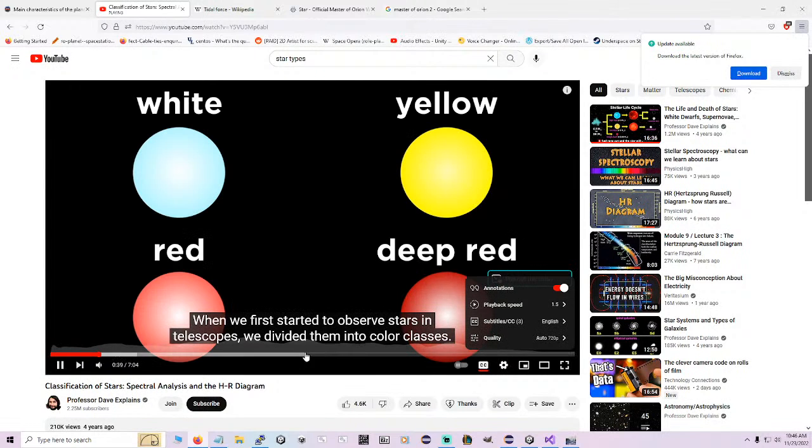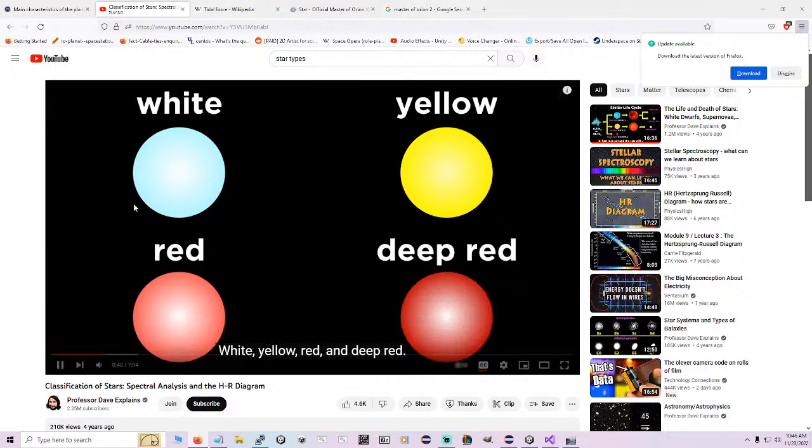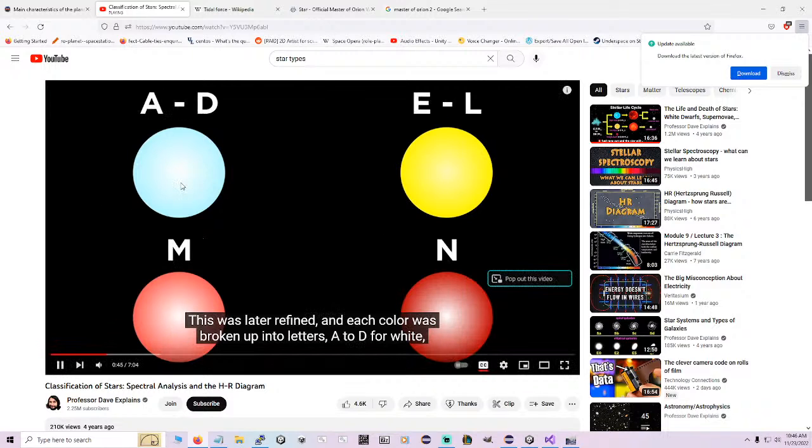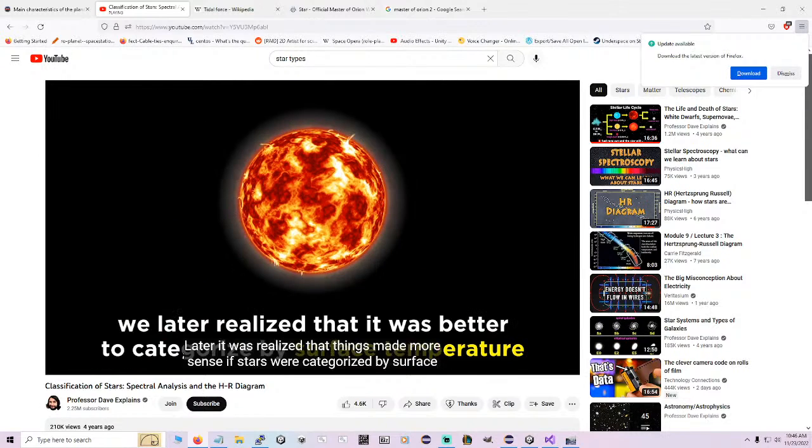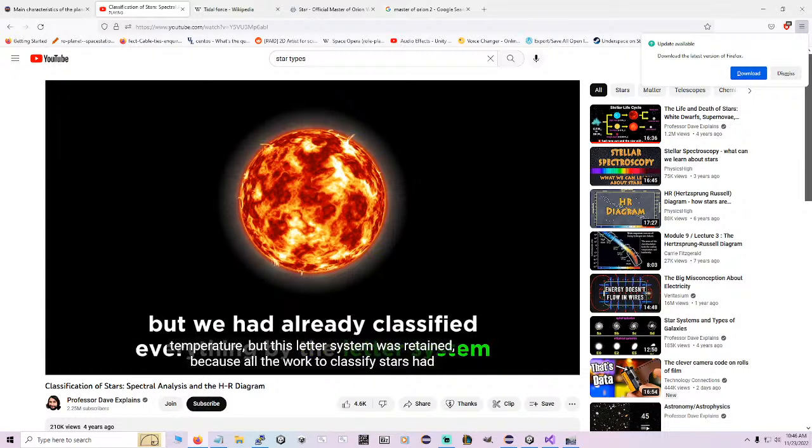Stars in telescopes, we divided them into color classes: white, yellow, red, and deep red. This was later refined, and each color was broken up into letters: A to D for white, E to L for yellow, M and N for red. Later, it was realized that things made more sense if stars were categorized by surface temperature, but this letter system was retained because all the work to classify stars had already been done.